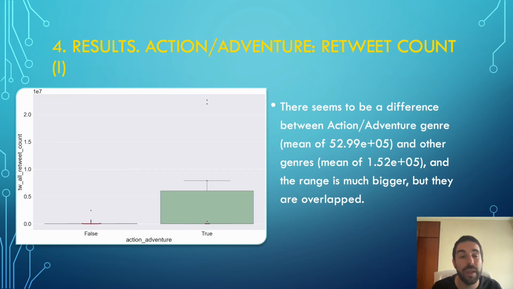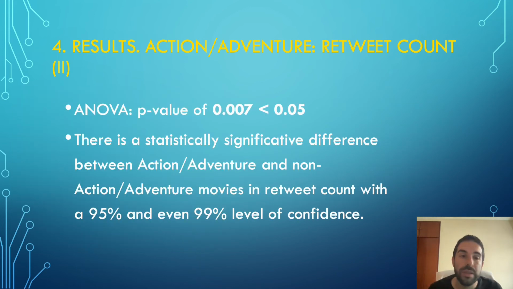But in the case of retweet count, that is another example of the 9 variables, there seems to be again a really big difference between the action adventure genre and false, the other genres. They are obviously overlaid, but the action adventure genre is again really much bigger. Doing the ANOVA, we see that the p-value is in this case 0.007, and this is much less than 0.05. So yes, in this case there is a statistically significant difference between action adventure and non-action adventure movies in retweet count, with a 95% confidence and even a 99% confidence, because it is also less than 0.01. So yes, there is a really big statistically significant difference between them.